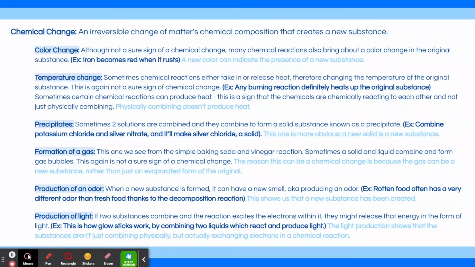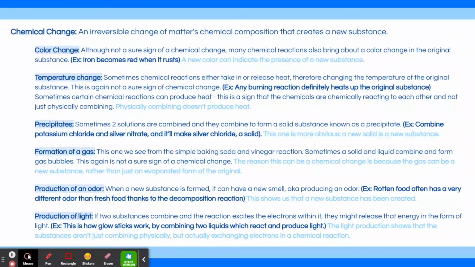Color changes are not sure signs of chemical changes, but many chemical reactions also bring about a color change in the original substance. A new color can indicate the presence of a new substance. Next is temperature changes. Sometimes chemical reactions either take in or release heat, therefore changing the temperature of the original substance. This isn't a sure sign of a chemical change, but physically combining substances doesn't produce heat, whereas chemically combining them might produce heat. Next is precipitates.